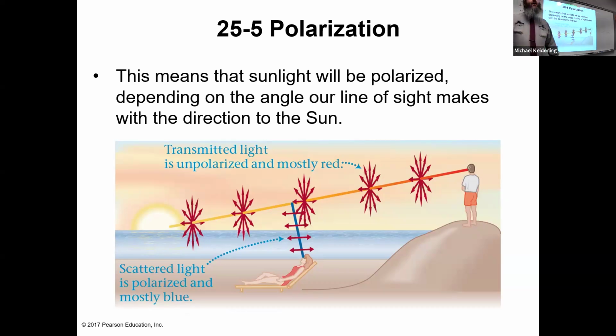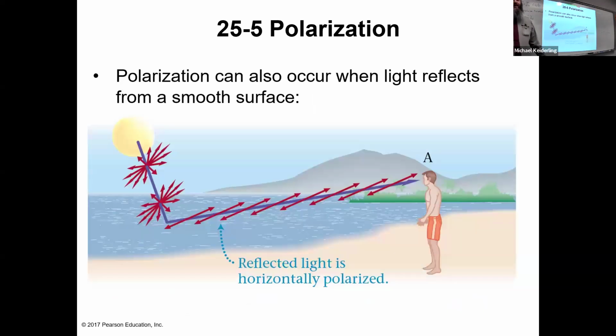And the light reflecting off of things, when light reflects off a smooth surface, that can cause things often to be horizontally polarized. And that's why polarized sunglasses are vertically polarized, because the glare from reflection off of surfaces is usually horizontally polarized. So if you wear polarized sunglasses, it kills the glare.